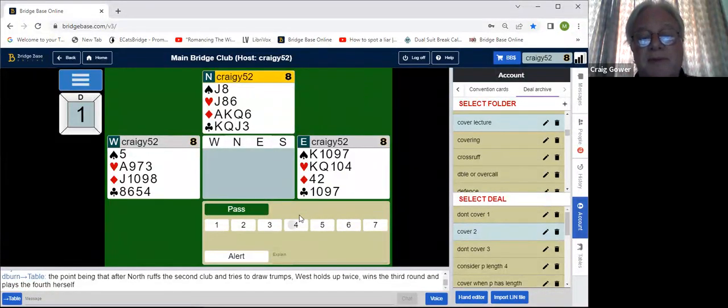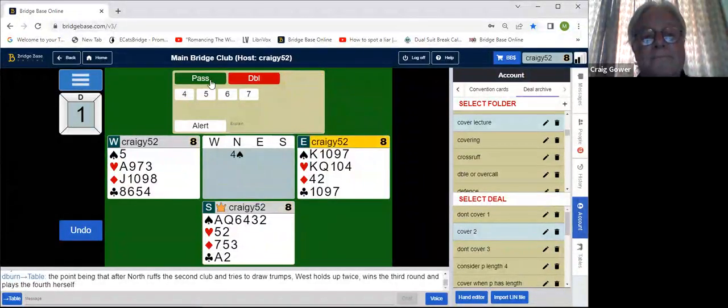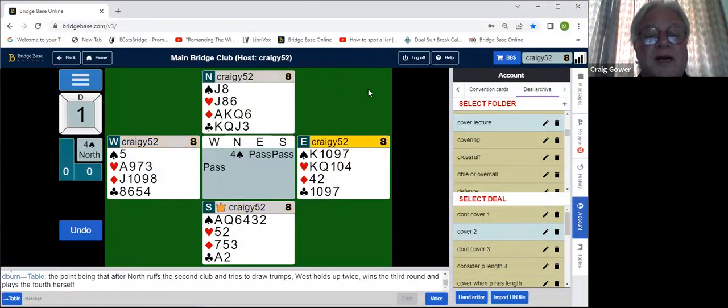So I'll just speed up the bidding. 4 spades by North. North will typically open 1 no trump.